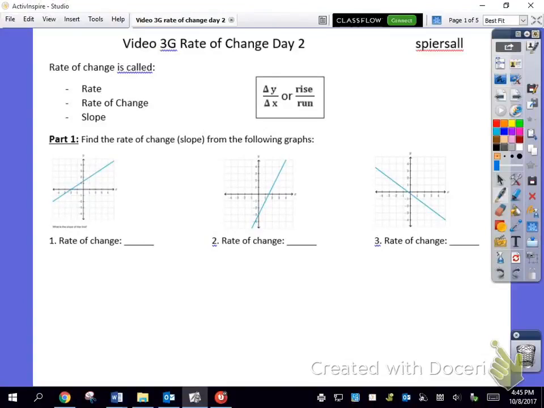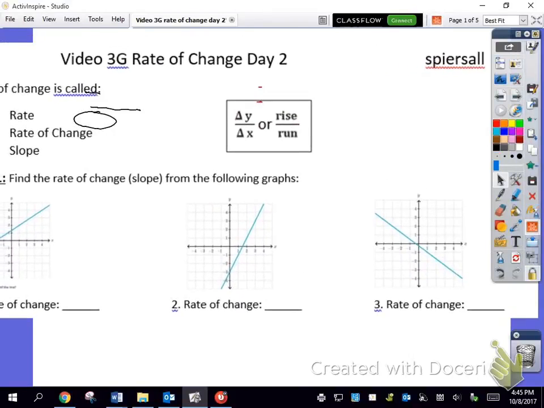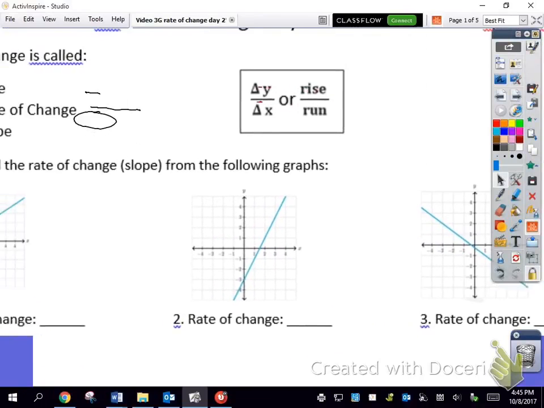Okay, remember that the rate of change is also called slope, and it is the change in y over change in x. When you see that triangle, change means subtract. So the change in y over change in x, or rise over run. So we're going to find the rate of change, and on these, if you cannot see the points, do the best you can to look very closely. I'm going to make these a little bit bigger so you can see them.